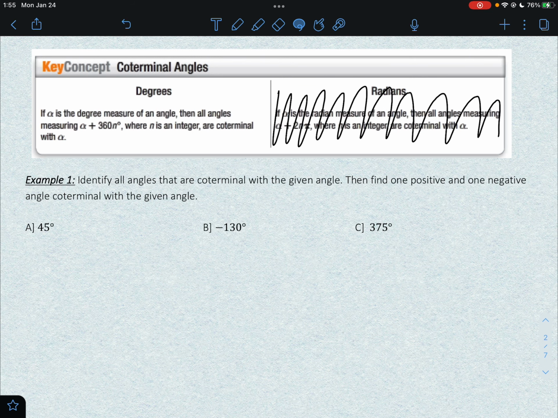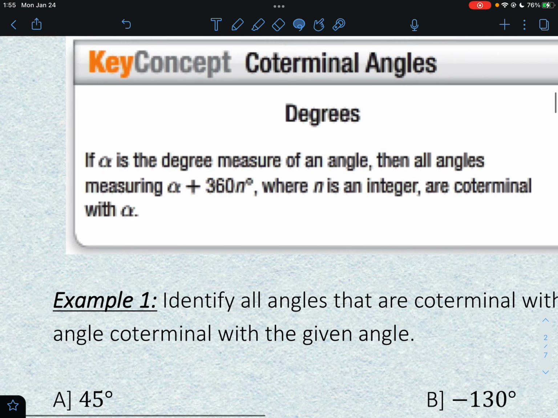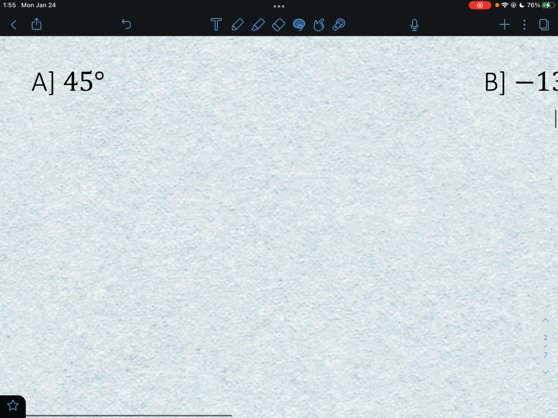So it says here if alpha, a Greek letter that kind of looks like an A, is the degree measure of an angle, then all angles measuring A plus 360n, where n is some integer, are coterminal with alpha. So the question is actually 3 questions in one. Identify all angles that are coterminal with a given angle, then find one positive and one negative angle coterminal with a given angle. Okay, to find all angles, it's actually really simple.